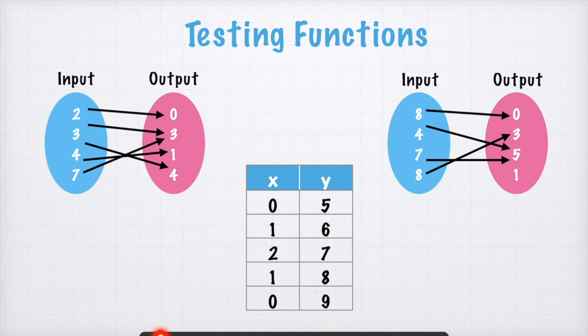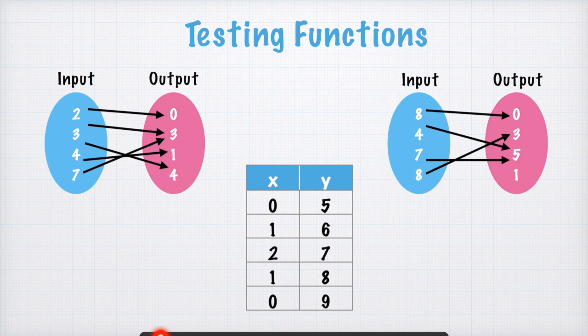Here's another set of things. We're going to test these. We have 2 goes to 0, that's good. 3 goes to 3, that's fine. 3 goes to 4, and that's where it breaks because now we have 3 going to 3 and a 4. It has 2 outputs for 1 input, so that's a no. Here we have 0 to 5, okay. 1 to 6, fine. 2 to 7, okay. 1 to 8, wait a second, we have 1 to 6 and then 1 to 8. That's where it breaks. We have 0 and 0, 5 and 9. That's also breaking.